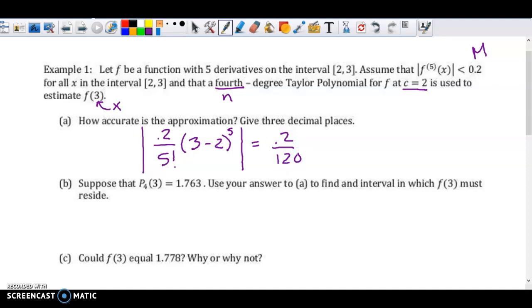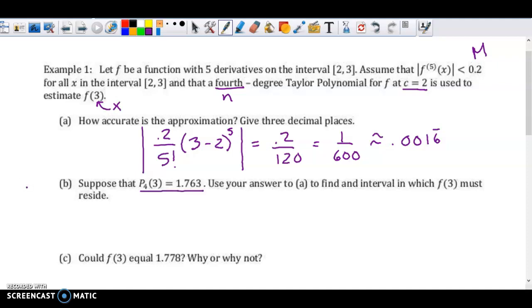0.2 over 120, which is 1 over 600. And if you want to put that in decimal form on the AP test, they do like 4 decimal places. You put 6 repeating. Any of those would be fine. So calculating is pretty easy. You just need to know what the variables stand for and how to find them in your problem.